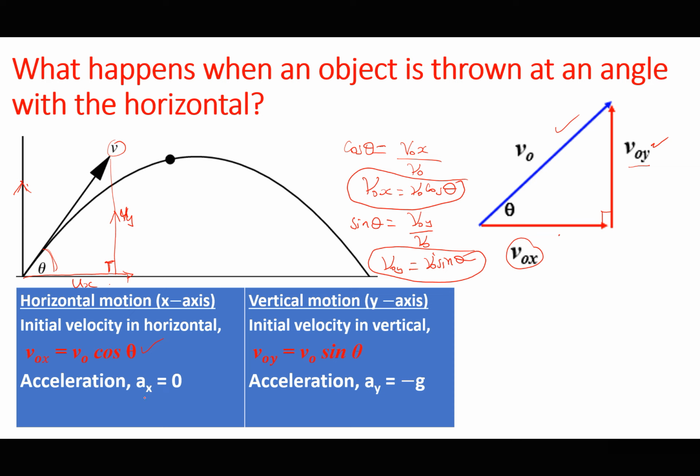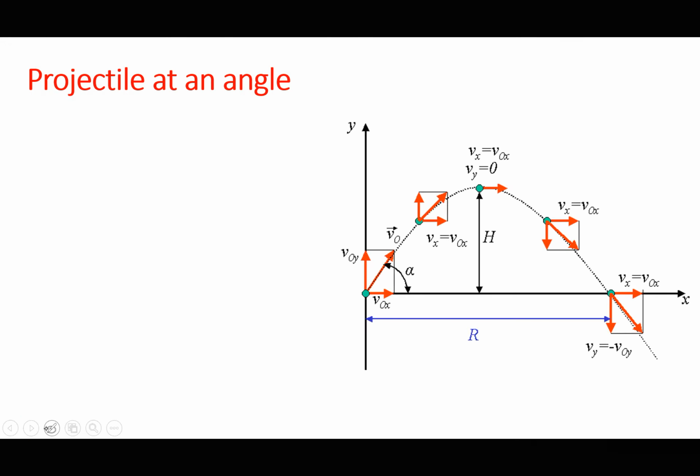Note that in the horizontal, the acceleration is 0, and in the vertical, the acceleration is negative g, which is going to be negative 9.81. So this is going to be very, very important when we are dealing with calculations for that matter. It will be very important. So at every instant, therefore, we shall be able to use the trigonometric ratios.